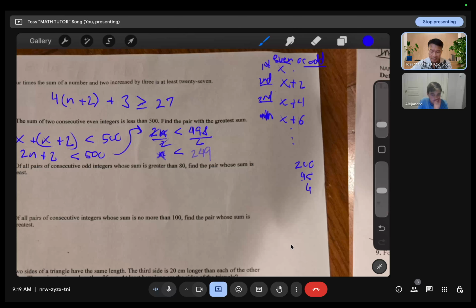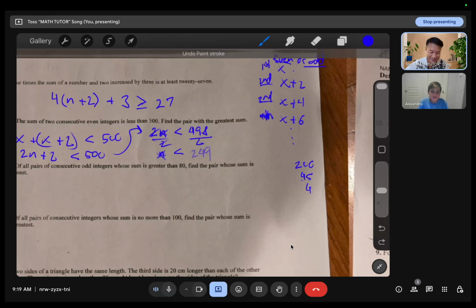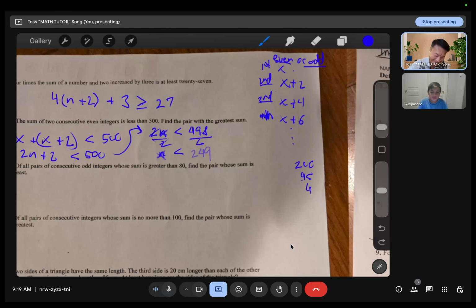249. X is less. Okay, I see what's going on. This is actually quite elevated. Think about this for a second. Let me see why my opacity went down. I have no idea why I keep touching things. And that's the size. Let me, right there.